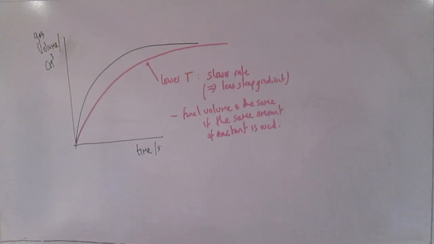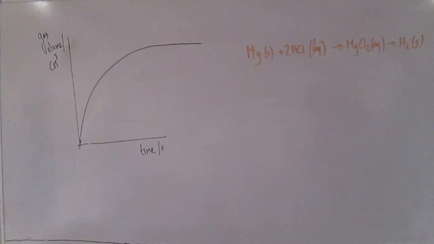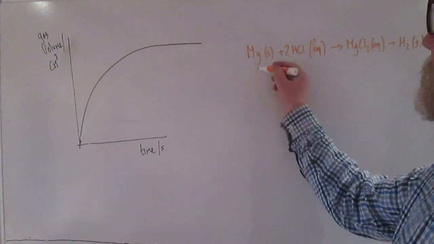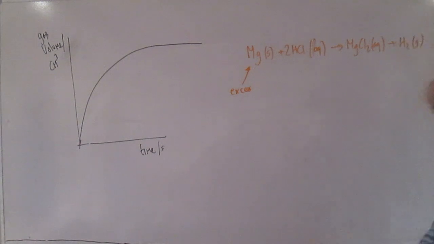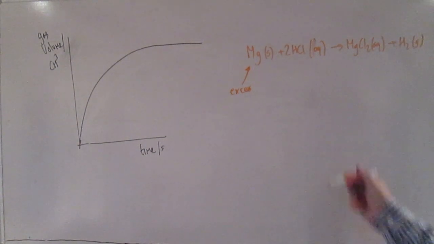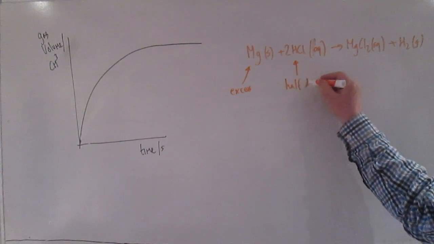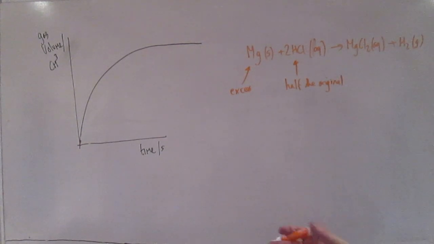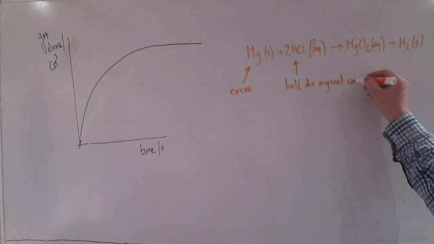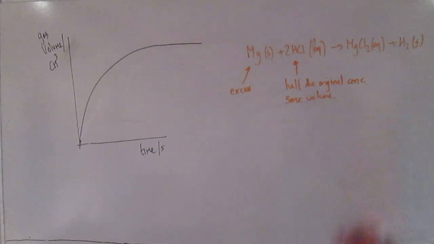So now let's think about a different case. Okay, so this is our second situation. This is the reaction, remember, that we were following, but it could be any reaction. And let's be a bit more specific this time and say this is going to be an excess, so we've got enough magnesium to react with however much acid we throw at it. But let's say that this is half the original concentration. So we're repeating the experiment with maybe 1 mole per dm cubed instead of 2 mole per dm cubed or whatever, but the same volume of HCl.